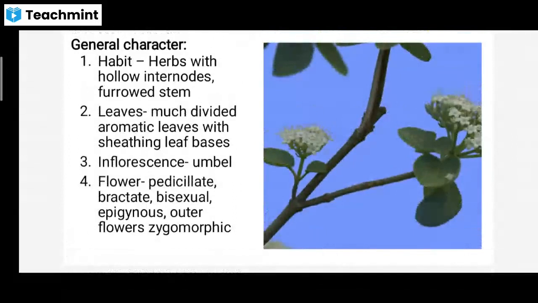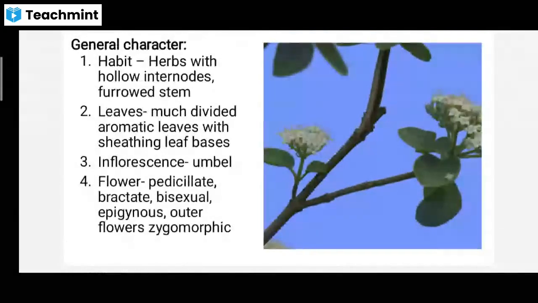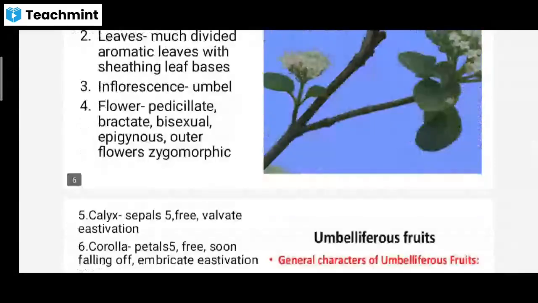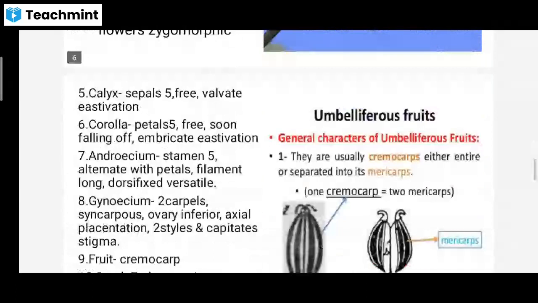Flower: pedicellate, bracteate, bisexual, epigynous, outer flowers zygomorphic. Calyx: sepals 5, free, valvate aestivation. Corolla: petals 5, free, soon falling off, imbricate aestivation. Aestivation means arrangement of petals and sepals in a flower bud before it opens.